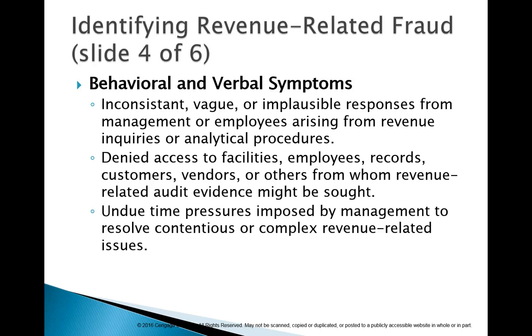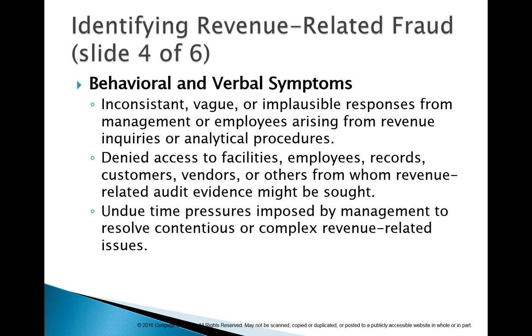Anytime they deny access to facilities, employees, records, customers, vendors, that's going to be a concern, right? So you ask questions and they say, don't talk to that employee, or don't talk to this employee, or we can't let you go into these facilities and look at the sales journal. Then that's going to be a red flag. But again, this is going to be red flags no matter if it's revenue fraud or inventory fraud or expense fraud. Anytime they give you implausible answers and don't give you access to the records or their employees, you're going to be suspicious. And also if they put undue time pressure.